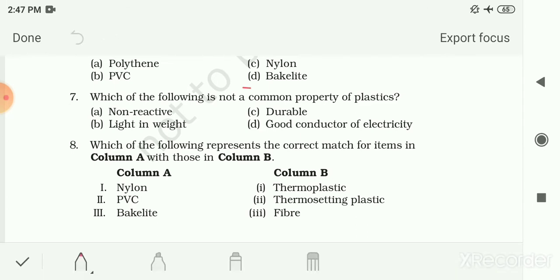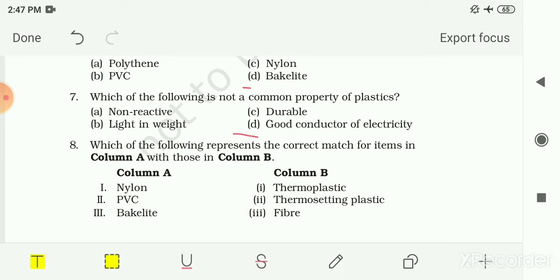So the answer is option D, good conductor of electricity, as plastic is non-reactive to other components, it is light in weight, it is durable, that means long lasting. So these three are the properties of plastic, but it is not a good conductor of electricity. It is an insulator to electricity. So option D is not the property of plastic. So here your answer is option D.